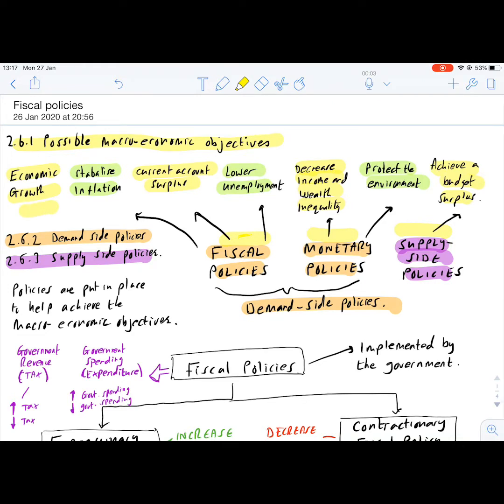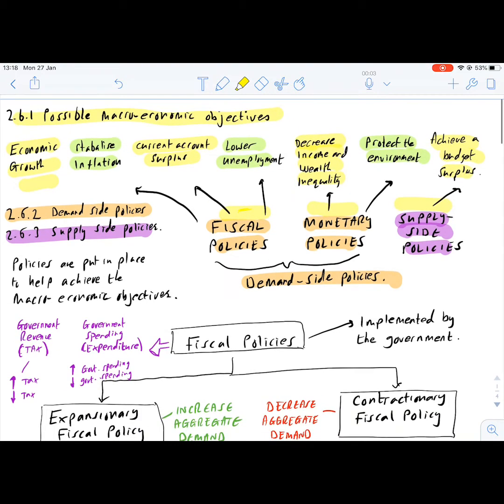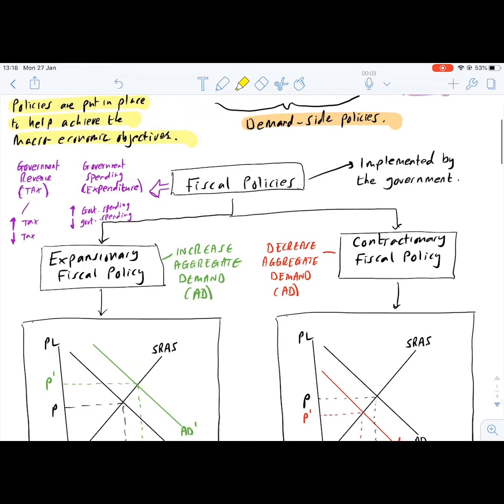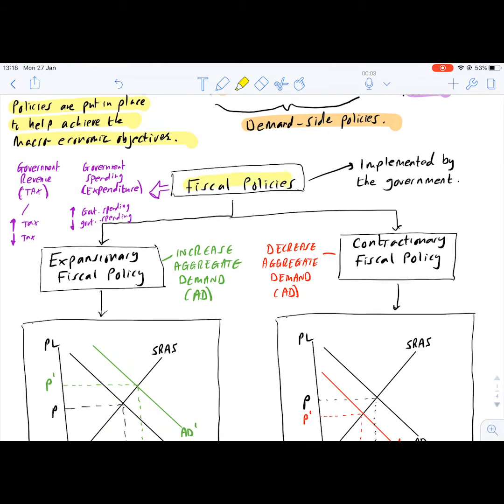So the first thing you need to know is that fiscal policies and monetary policies are demand side policies and supply side policies are supply side policies. As I've already said, policies are put in place to help the economy achieve the macroeconomic objectives. Okay, so now we've had an introduction to the different types of policies. Let's focus now on fiscal policy.